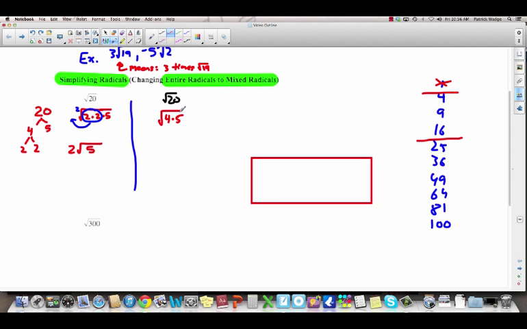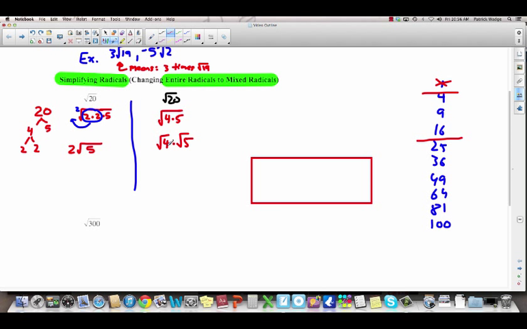And here's a very important statement. Root 4 times 5 is exactly the same as root 4 times root 5. I'm actually going to write that for you in a second. So now, instead of root 20, we have root 4 times root 5.